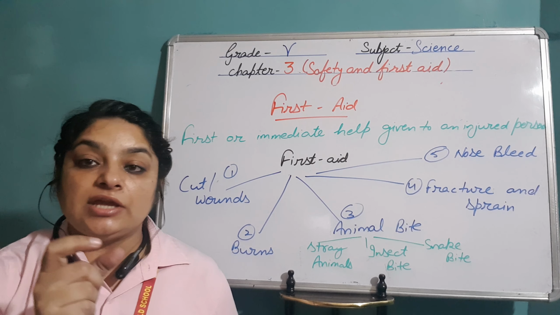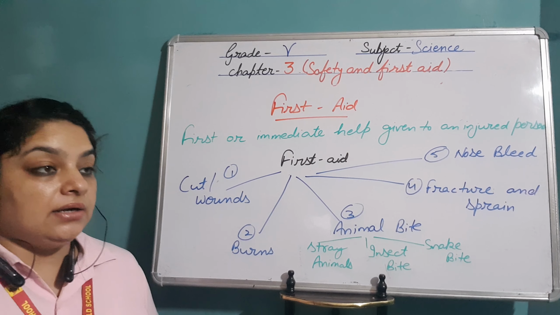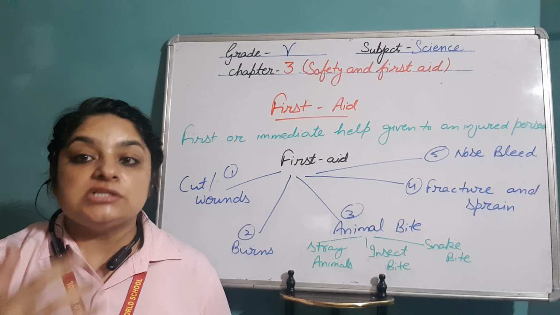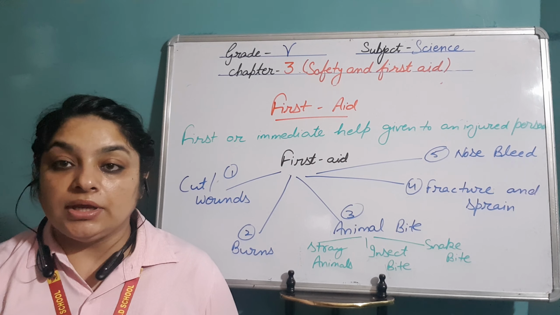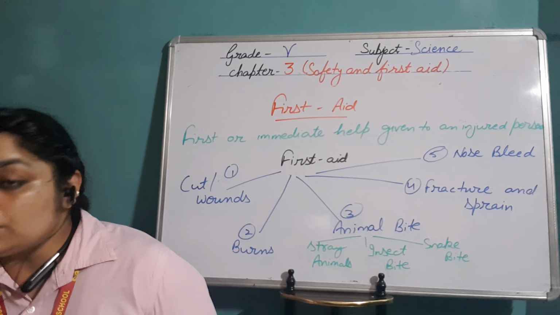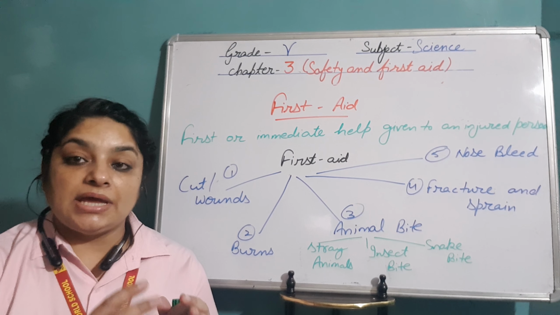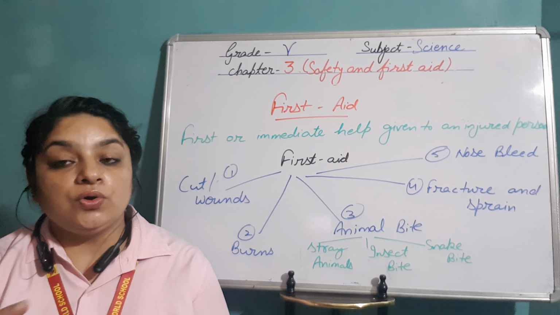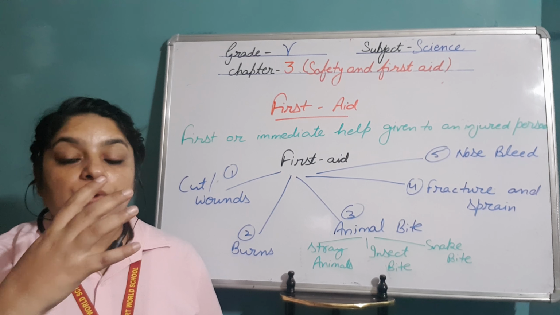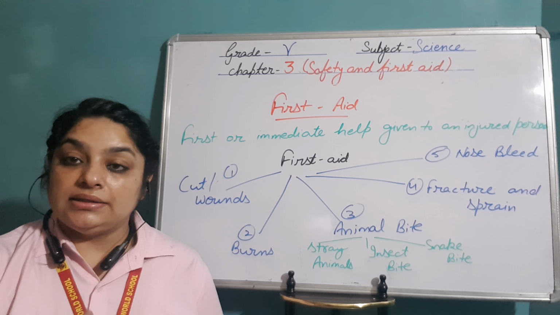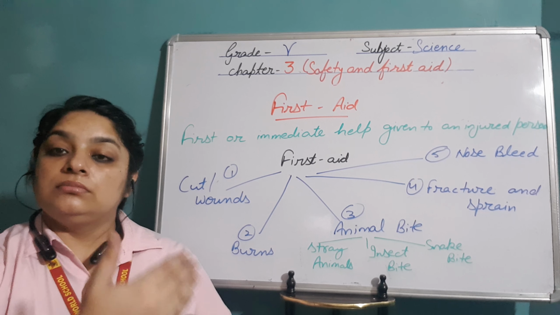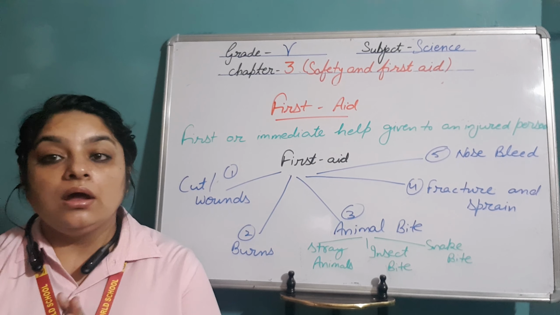For small cuts, we can use a Band-Aid. And if there is too much bleeding, that is, blood is flowing out of the injury, then at that time, just for the time being, at least before we go to the doctor, we can cover it. We can apply some antiseptic cream or lotion, for example, Septadine, Betadine, these are available in the market. We can apply it over the wound and then keep cotton and wrap some bandage over it. Then we can go to the doctor.